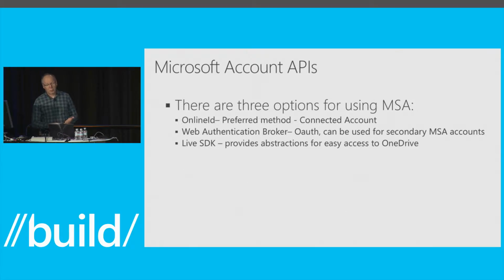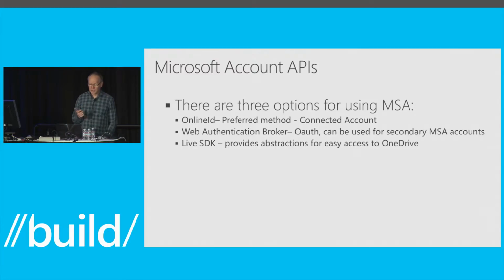So there are three options for using MSA for a developer. This is Microsoft. 3 is better than 1. Joking aside, Online ID is the preferred one. Online ID is the namespace I just talked about. That's the one that's going to get you to the connected account. It's very simple to use. I'm going to show you some code very soon.